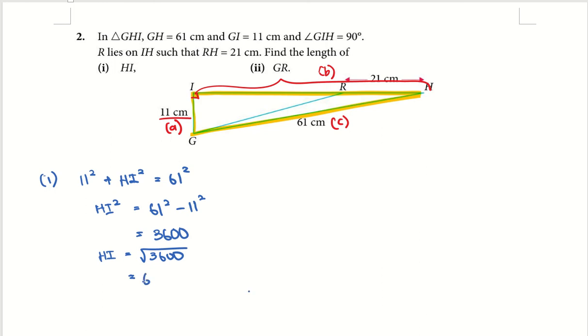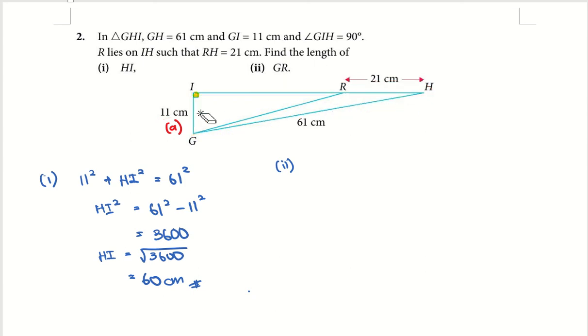You end up with HI to be 60 cm. This is part 1. Okay. Next one, we take a look at part 2. Let me erase. Okay, part 2 wants you to find the length of GR. So again, very similar to your question number 1.